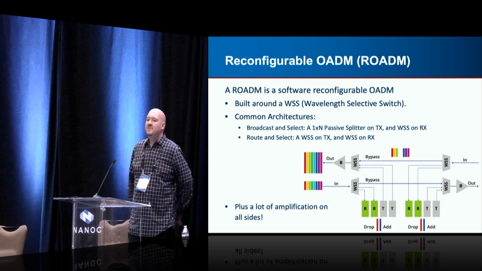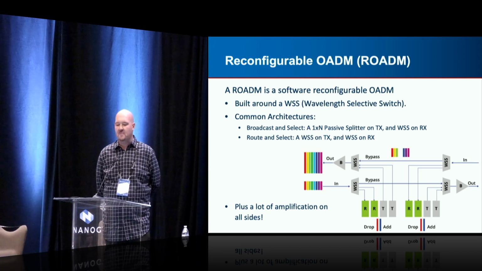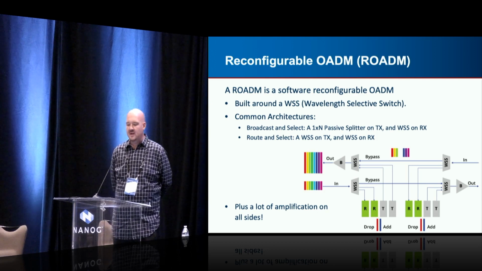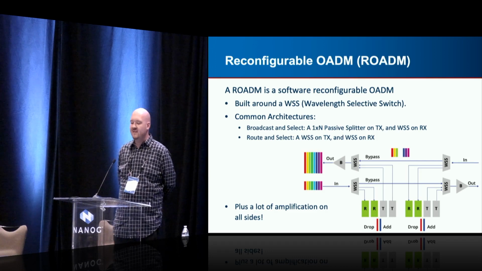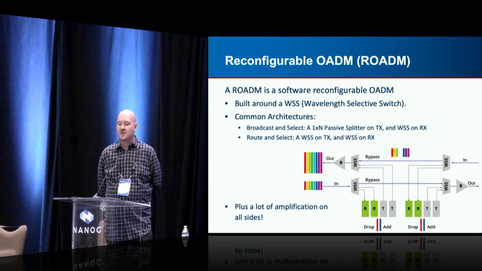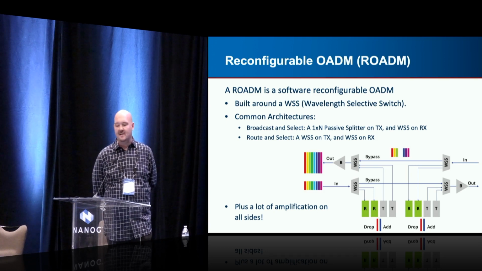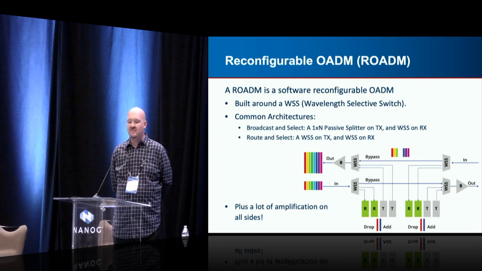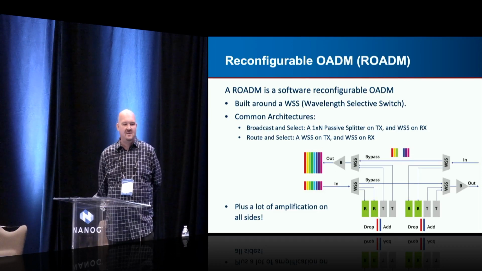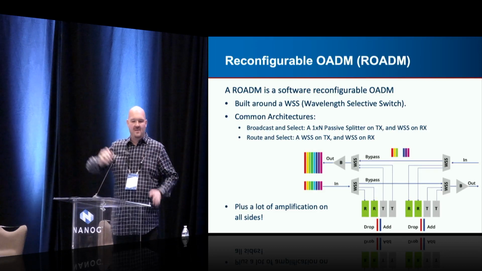So another thing you'll deal with is what's called a reconfigurable OADM, or a ROADM. So a ROADM is a software reconfigurable OADM, and it's built around a piece of technology called a WSS, a wavelength selectable switch. So your common architectures, one way to do it is what's called broadcast and select. So one side is just a passive splitter. So if you have potentially 4 different ways that you want to steer a wave, you might just take the light and split it 4 different ways, and then select on the other side.